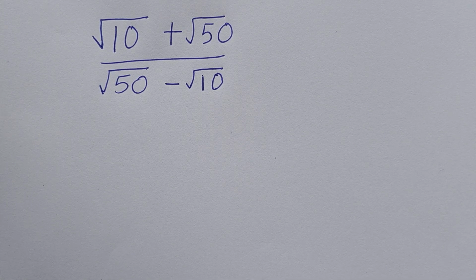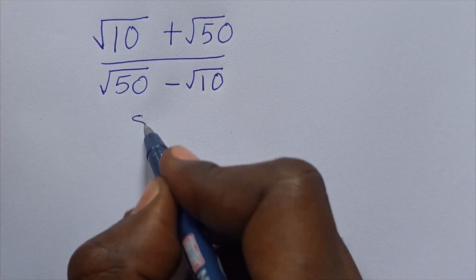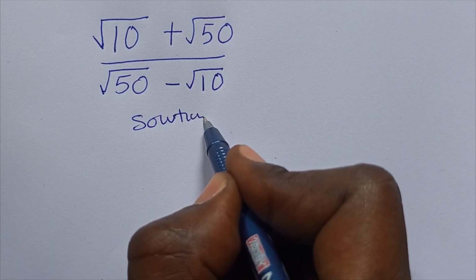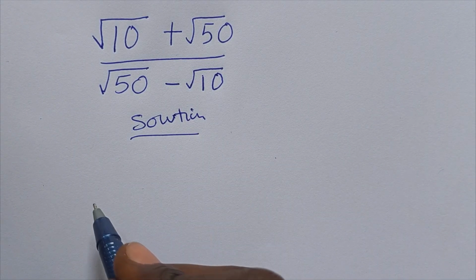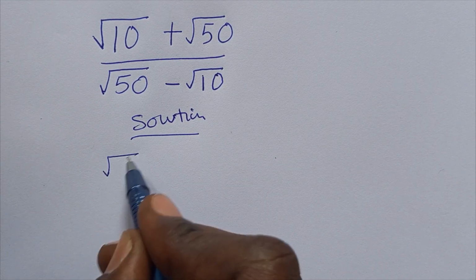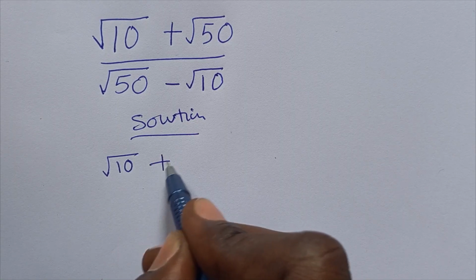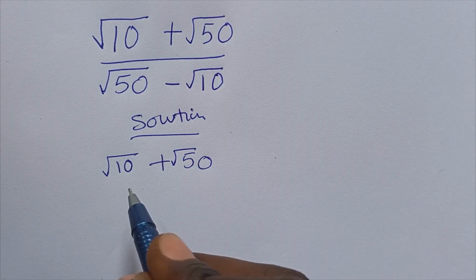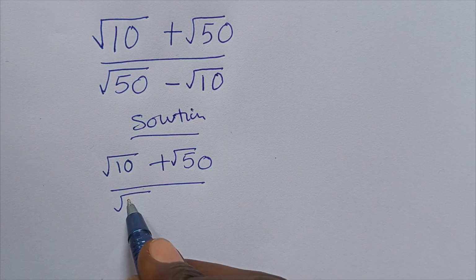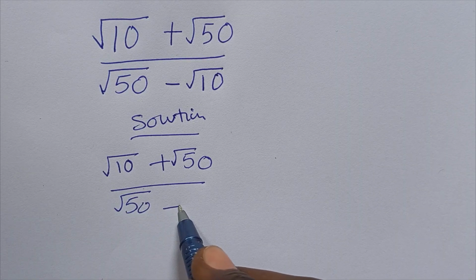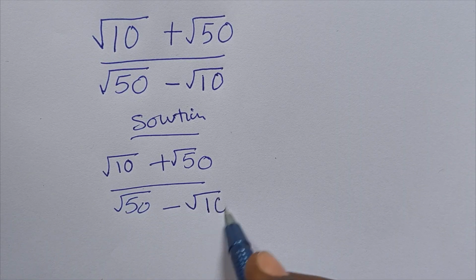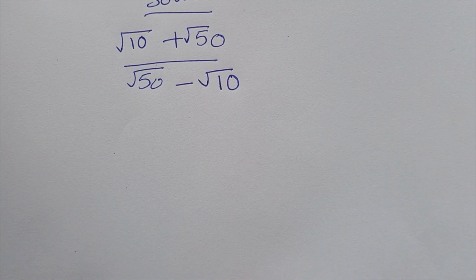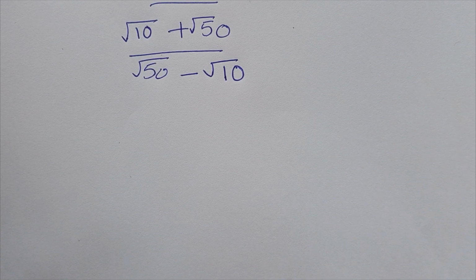Here's the question we have. Root 10 plus root 50 all divided by root 50 minus root 10. Solution. Let's rewrite down our equation. Root 10 plus root 50 all divided by root 50 minus root 10. That is what we have.